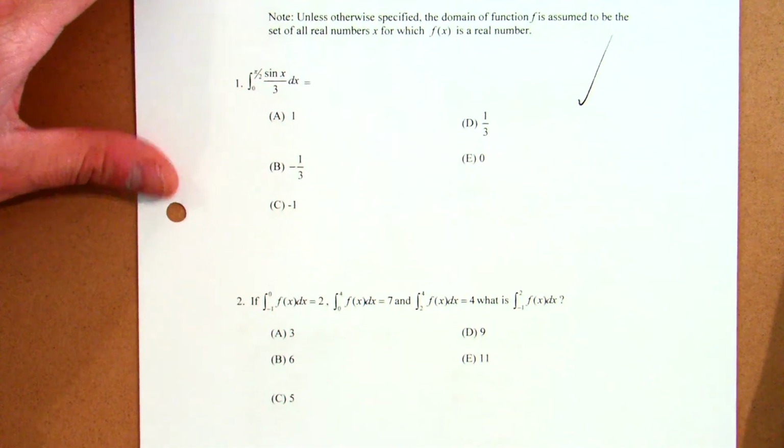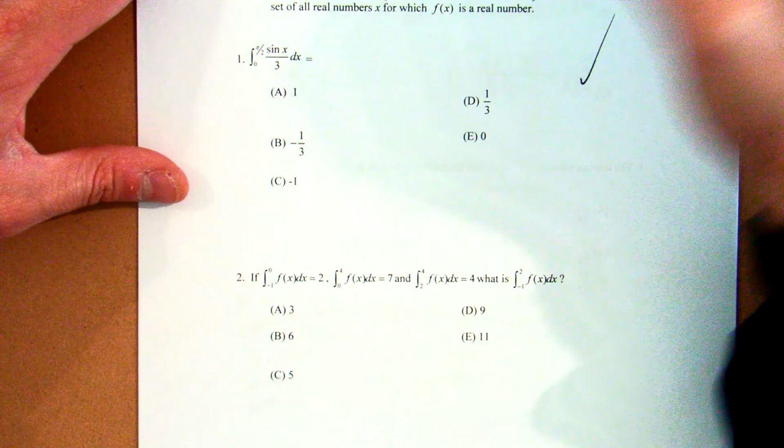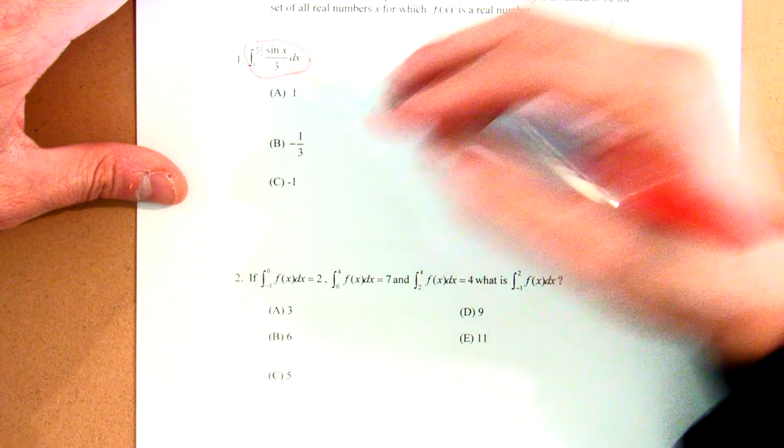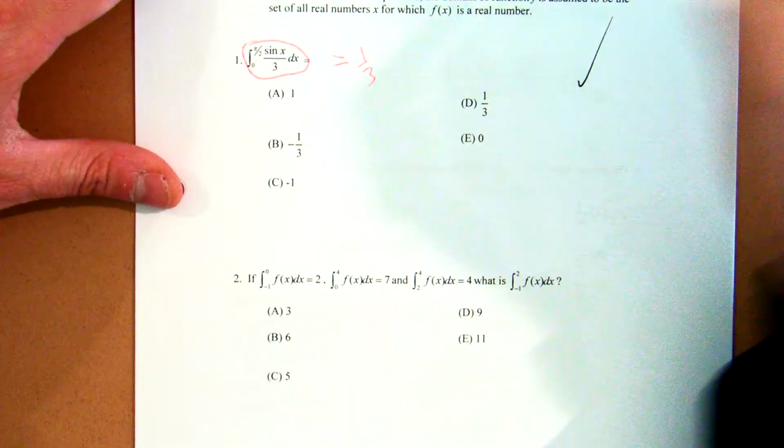All right, we're gonna do number one. So number one, first thing you gotta do is see the 1/3. Just take it out because you don't need it there. It's ridiculous to even have it there. It's lame.